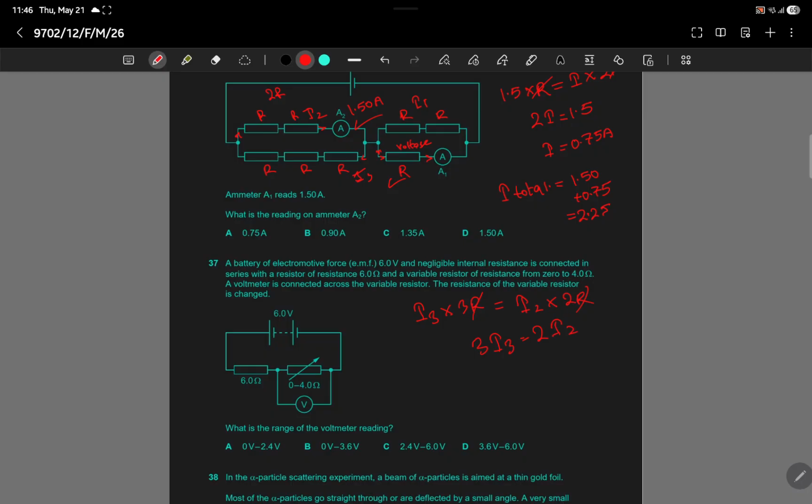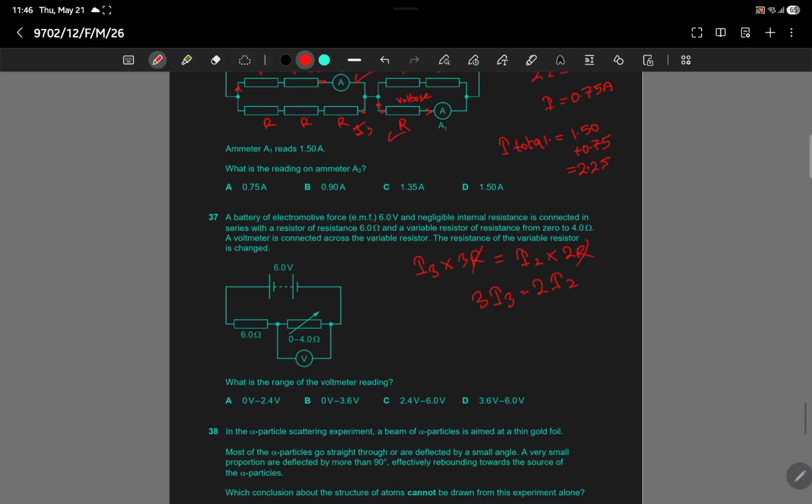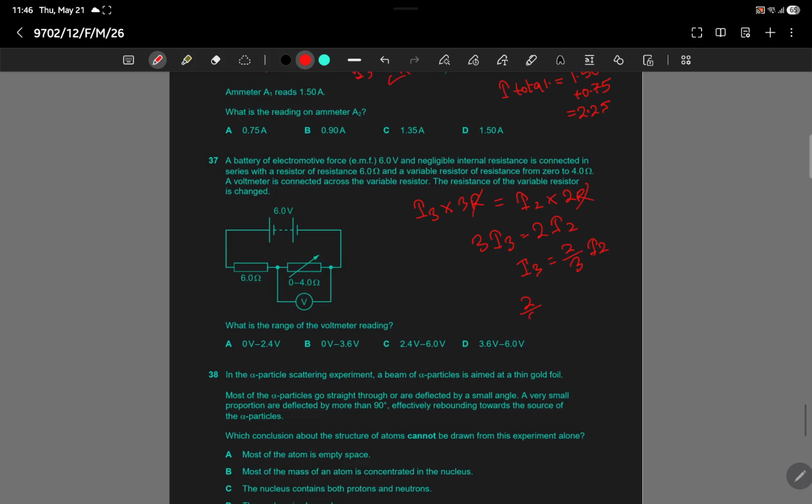Now we already know one of the equations here is I total. So if you substitute this, we get I3 is 2 by 3 I2. That means 2 by 3 I2 plus I2 is equal to 2.25. That means your I2 is 2.25 into 3 by 5. That means I2 is 1.35 amps.